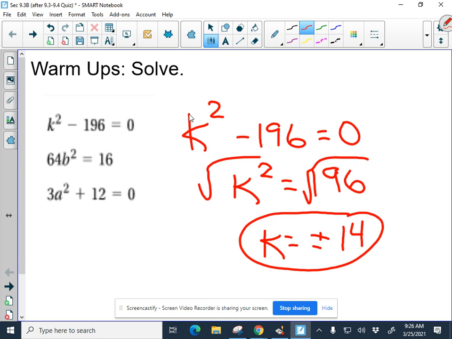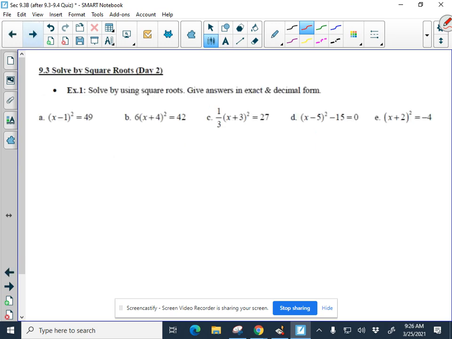Now, we've actually already done some problems like the ones we're going to do today. We've just got them in the notes here. We want to look at them. So this first one, it's already got it down to x minus 1 squared equals 49. So I gotta get rid of that square, and I get x minus 1 equals plus or minus 7, because the square root of 49 is 7, but it could be a positive 7 or a negative 7, because a negative 7 times a negative 7 is a positive 49.